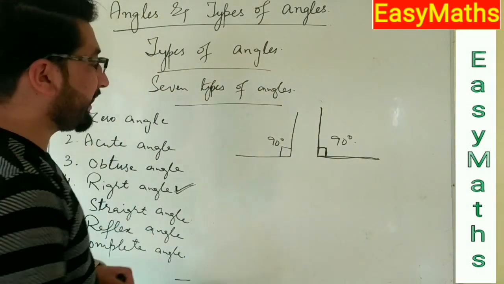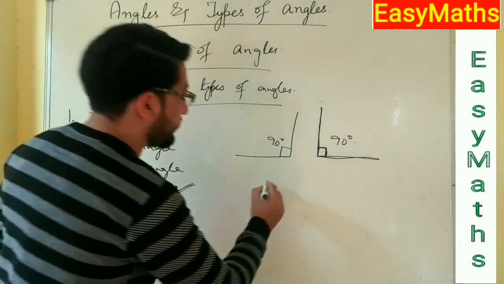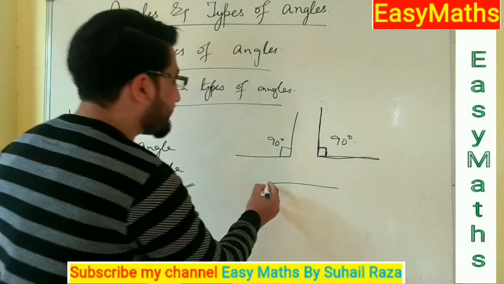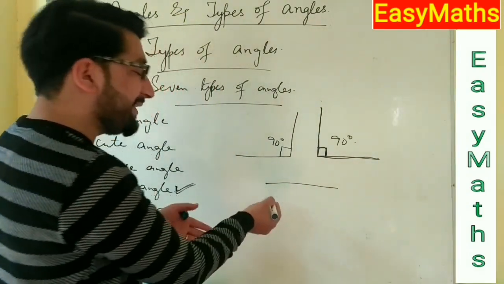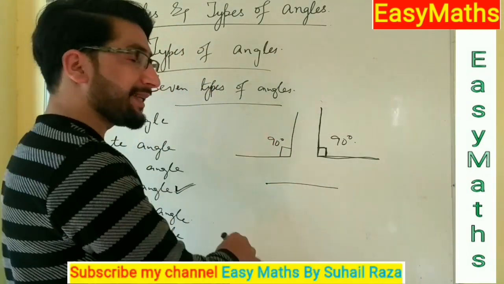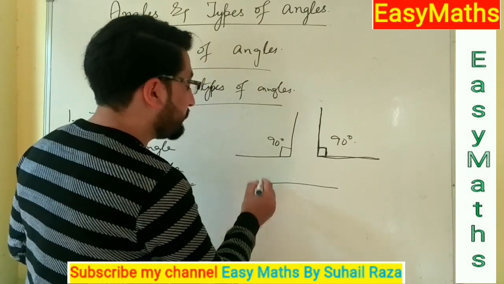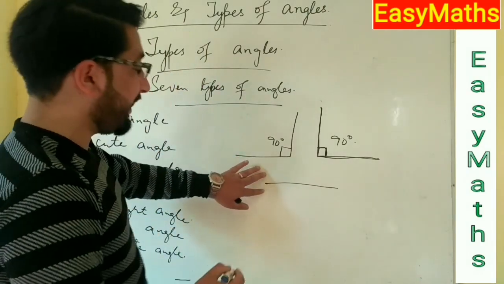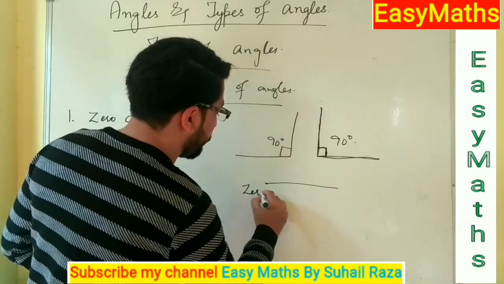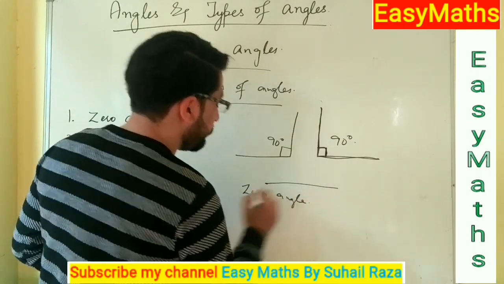So we will now take the first angle, the zero angle. A zero angle is an angle which starts at a point and ends at the same point. That means when it starts, it ends at that same time. This angle that starts and ends at the same place is the zero angle.